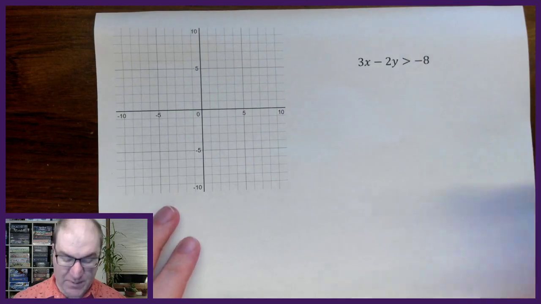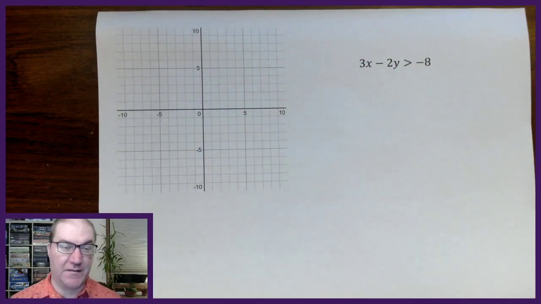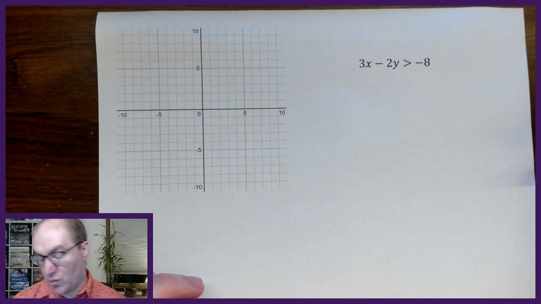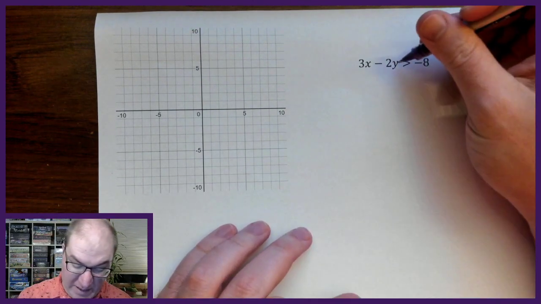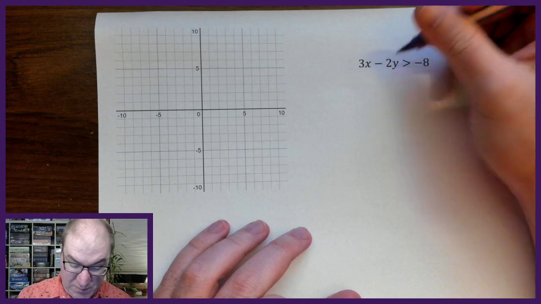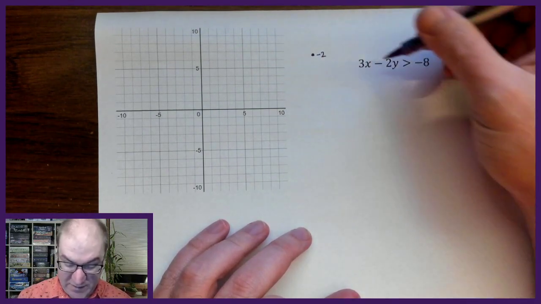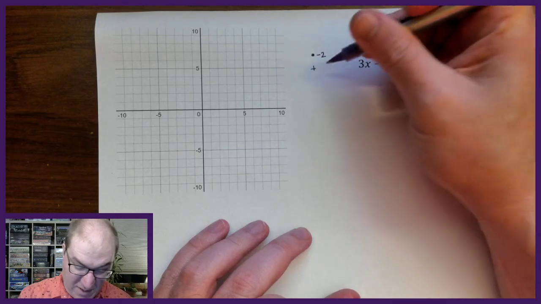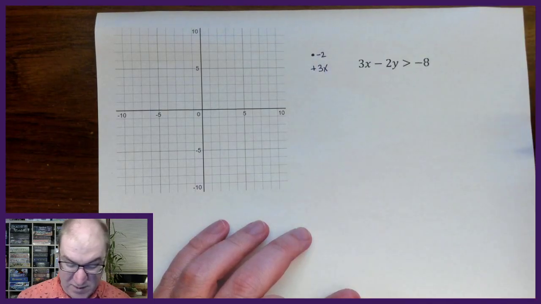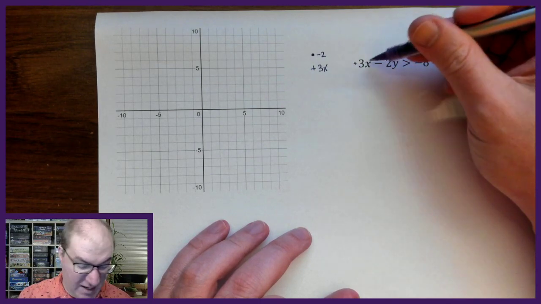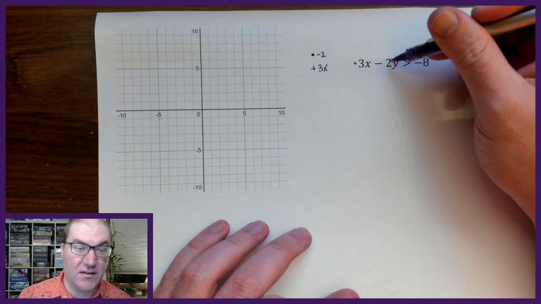Same kind of setup. I want to graph this, but y is not isolated. It's not by itself. So let's get y by itself. What's happening to the y here? Well, it's being multiplied by a negative 2, and then it's increased by a positive 3x. This 3x is positive, so this negative does not belong to 3x. It belongs to the negative 2.